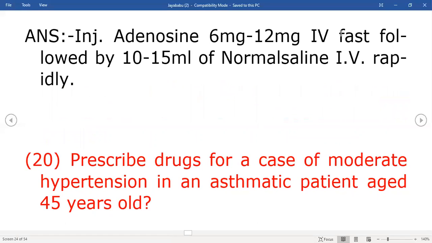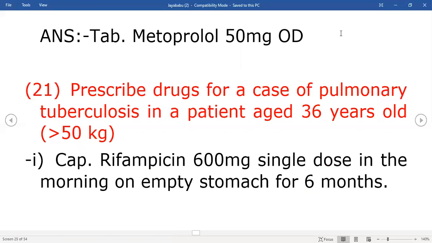Prescribe drugs for a case of moderate hypertension in an asthmatic patient aged 45 years old. The patient is suffering with asthma, as well as moderate hypertension. So what are the drugs you're supposed to put the patient on? So tablet metoprolol 50 mg should be started or should be kept on.